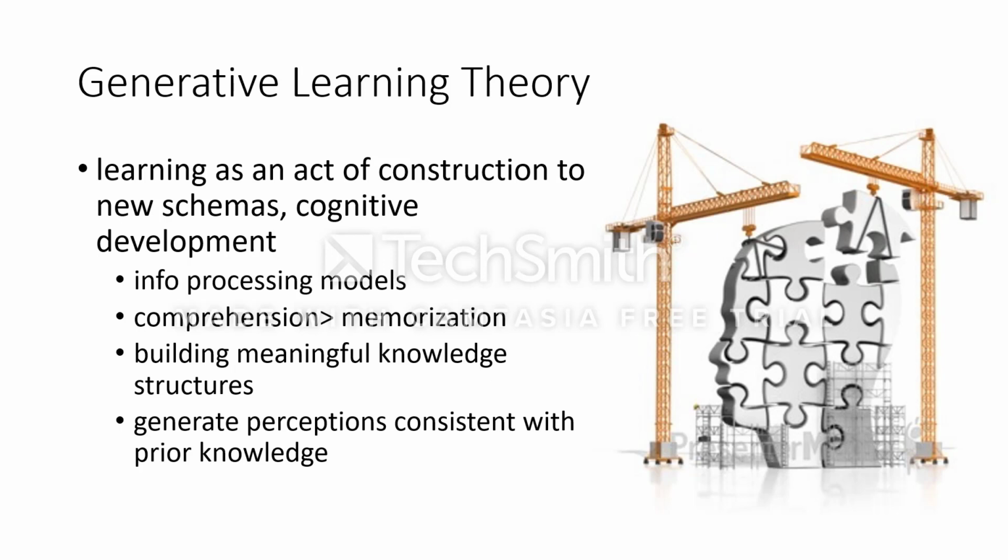This leads into generative learning theory. This theory states learning as an act of construction to new schemas and cognitive development. So information processing models emphasize comprehension over memorization. So this is a way of building meaningful knowledge. It's this act of understanding versus regurgitating. And the easiest way to do that is to generate perceptions that are consistent with our prior knowledge, so that there's already a meaning-making path.